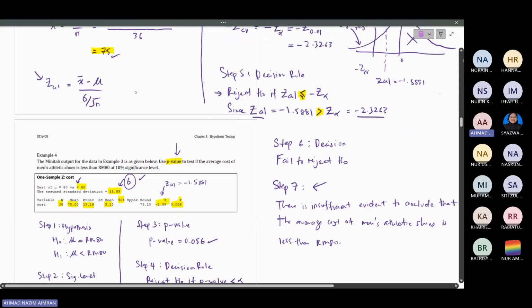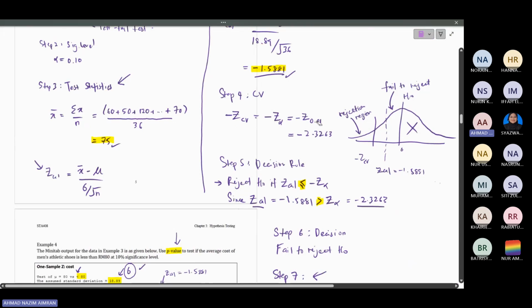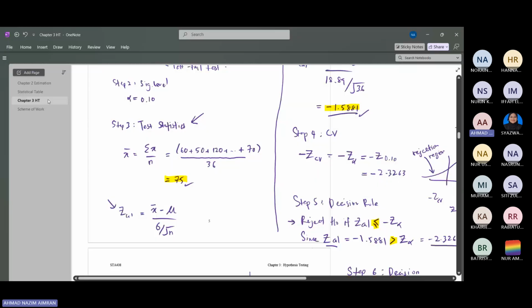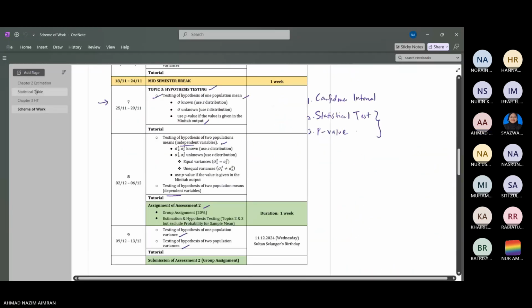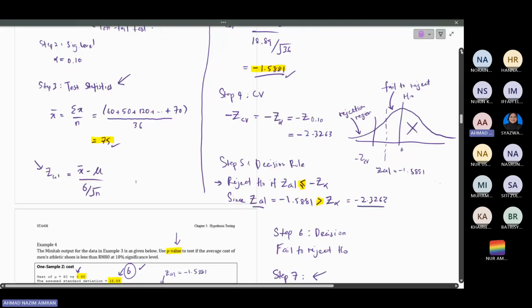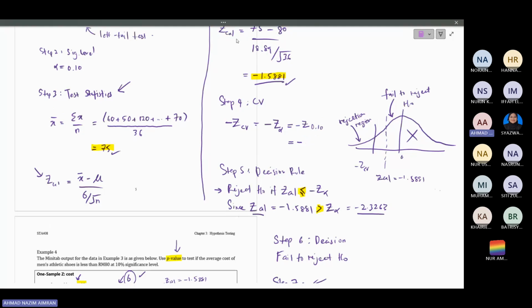In our previous example, our alpha is not 0.01. This is 0.1. And for alpha 0.1, the value is 1.2816, right? Check again. 1.2816. Yes, 1.2816. It is not 2 point. So this value is negative 1.2816.